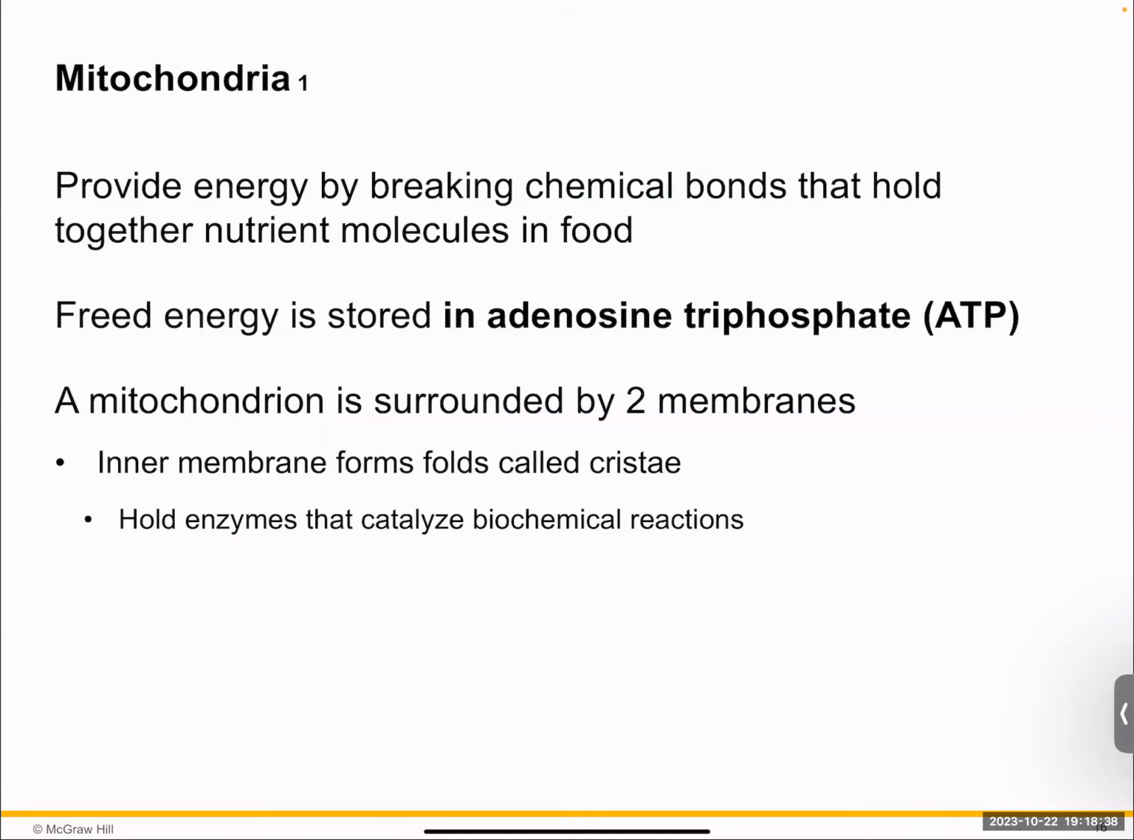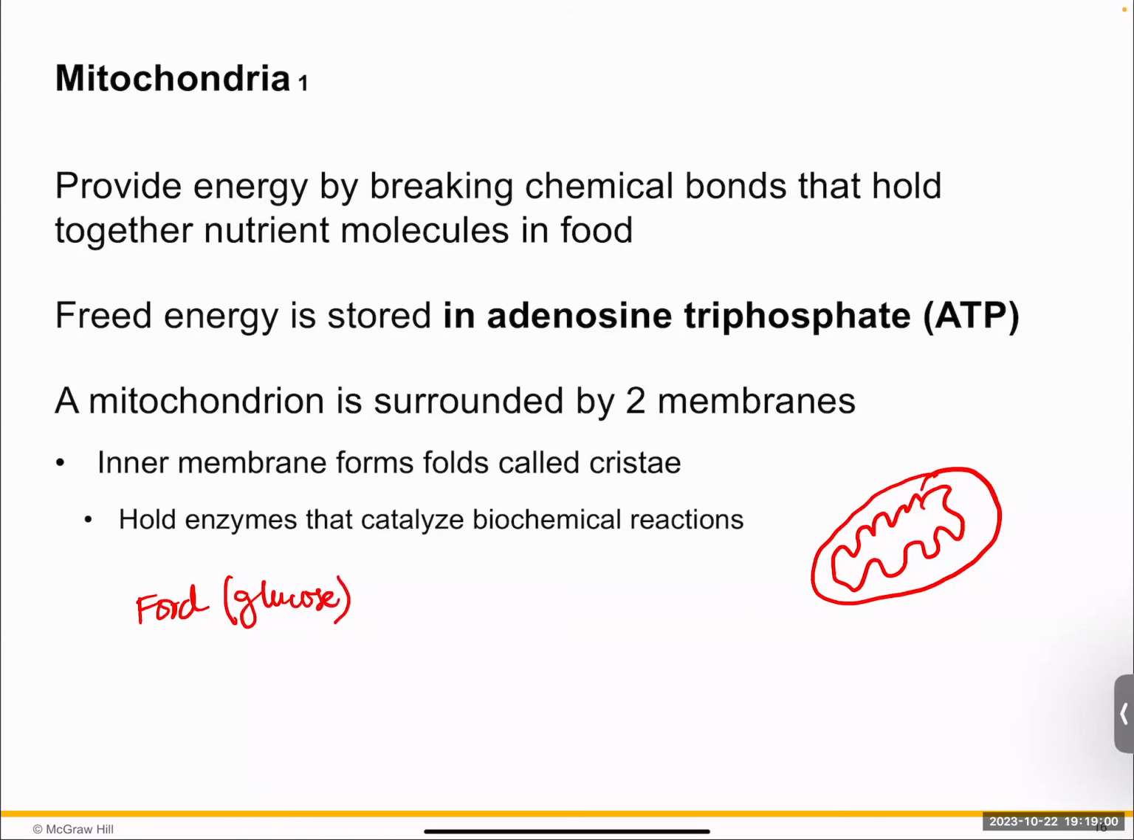Mitochondria, my favorite organelle. This is a typical shape of a mitochondria. It's a double membrane organelle, and it is the power plant of your cell. It is responsible for taking your food, in most cases in the form of glucose, and through a series of processes, creating ATP as your energy source. So typically from one glucose, you produce about 36 ATP.